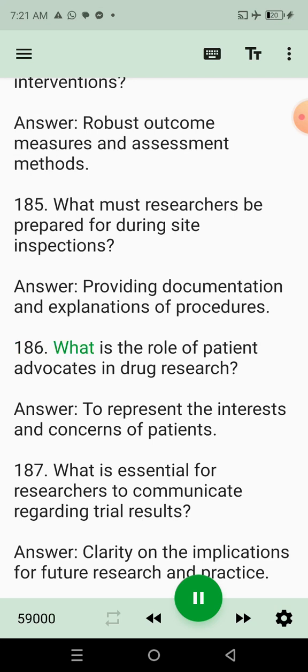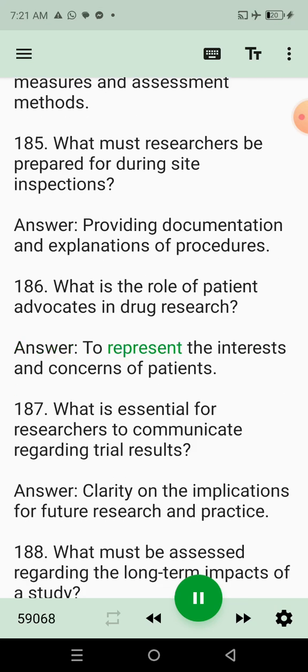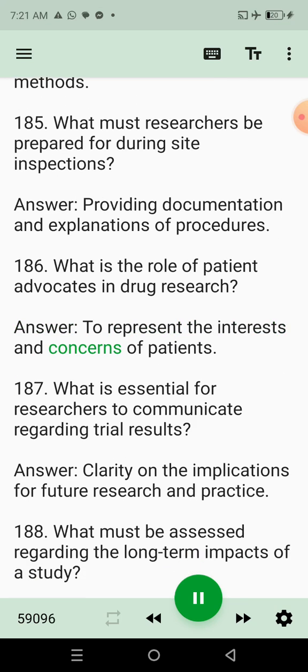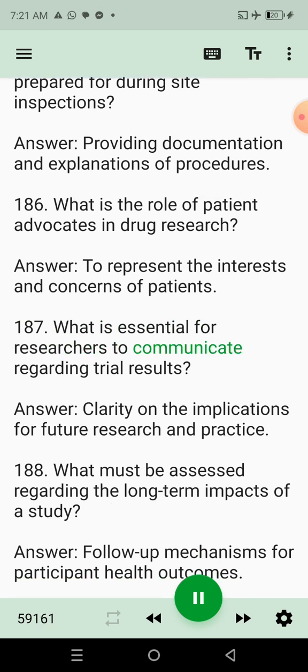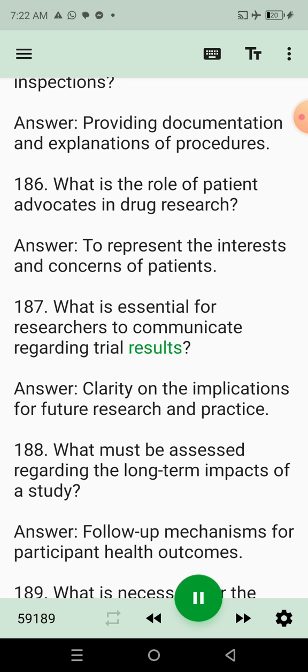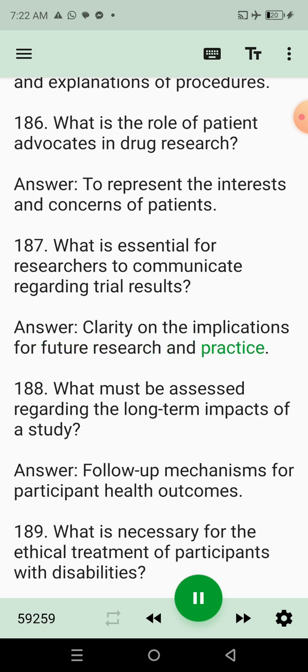186. What is the role of patient advocates in drug research? Answer: to represent the interests and concerns of patients. 187. What is essential for researchers to communicate regarding trial results? Answer: clarity on the implications for future research and practice.